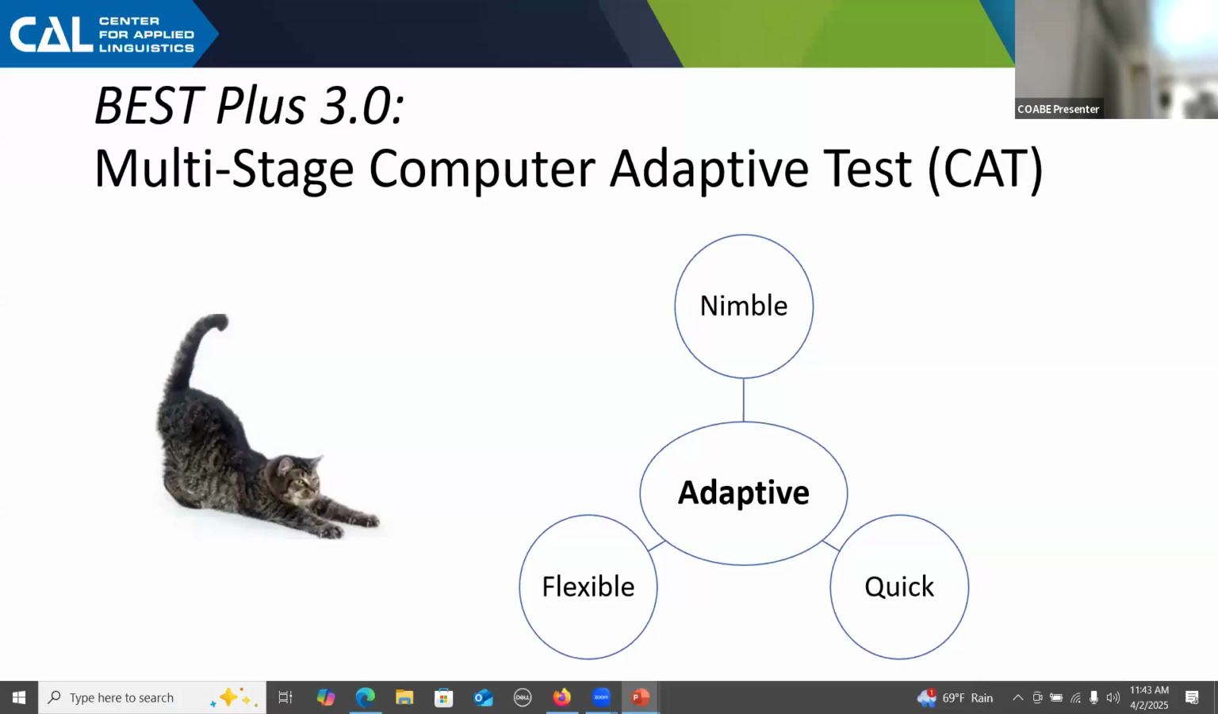All right. So I decided to be a little bit playful with my slide here today. I get a little bit bored talking about the multi-stage computer adaptive test, which is what BEST Plus 3.0 is. But computer adaptive test, the abbreviation is CAT. And in a lot of ways, this assessment is like a CAT because it is adaptive, flexible, quick, and nimble. So it is adaptive in the sense that it actually adapts to the examinee proficiency level. So every examinee will have a slightly different testing experience.